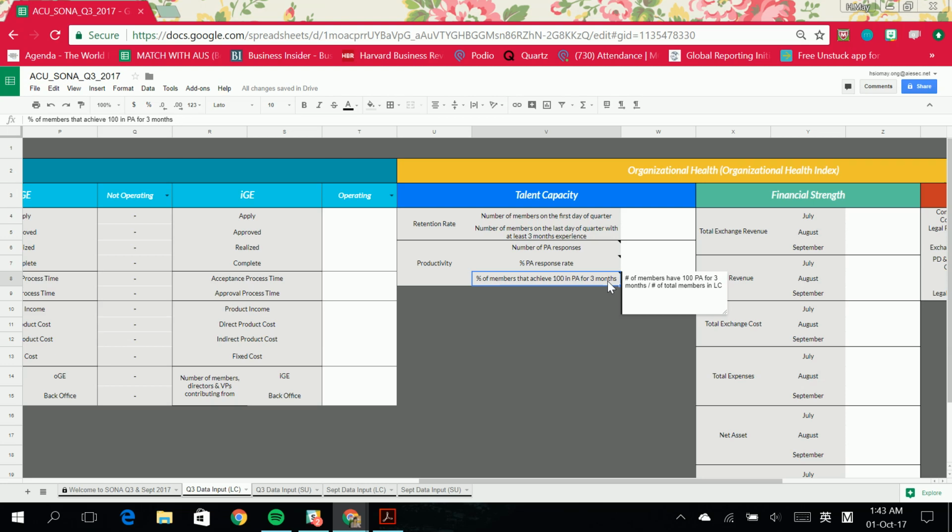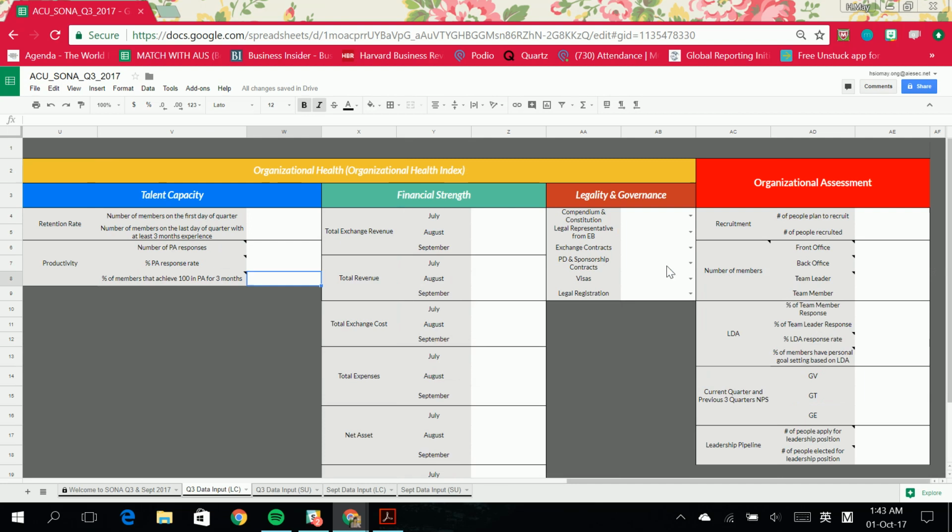So if you have one member that achieves 100 PA for July, August, and September, then it counts as 1. So you count one member over, like you have 100 people in LC, so maybe you only have 1% of the productivity rate. And after that, recruitment, because right now most of you are in MRD peak, so what we put in quarter 3 is some of you have MRD in August, some of you have MRD in September.